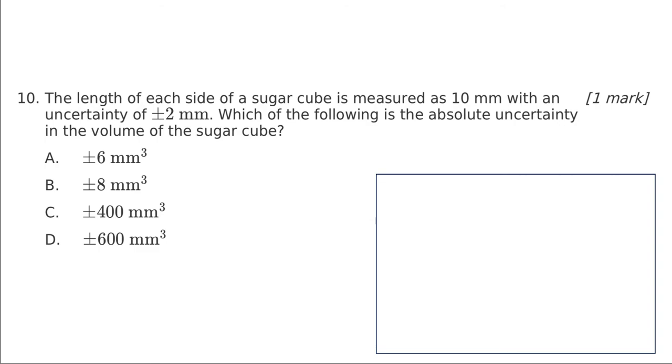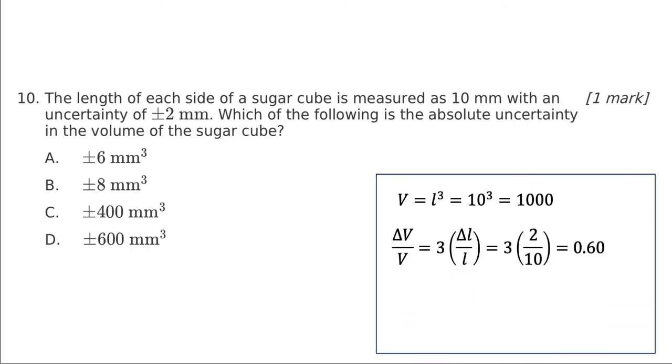Last one here, folks, is to look at the absolute uncertainty in the volume of a sugar cube. And again, we're going to use the fact this is a cube. V is L cubed. We're doing 10 cubed, which is 1000. Okay, I'm missing some units there. The percentage uncertainty in V, again, gives triple the percentage uncertainty in L because we are cubing. So therefore, we've got 3 times our uncertainty, 2 millimeters divided by 10 millimeters, and so therefore we get 0.6. That's actually a pretty huge percentage uncertainty there.